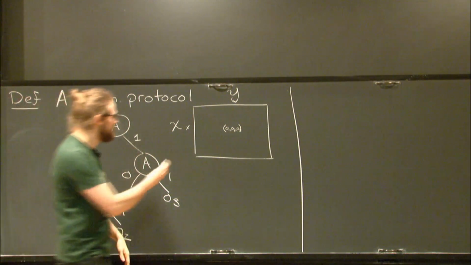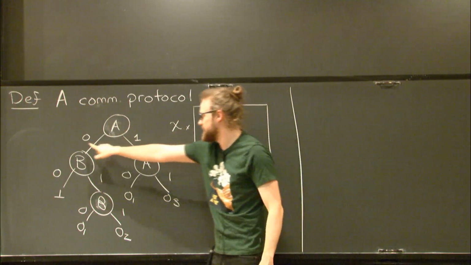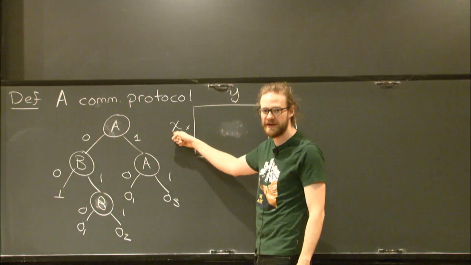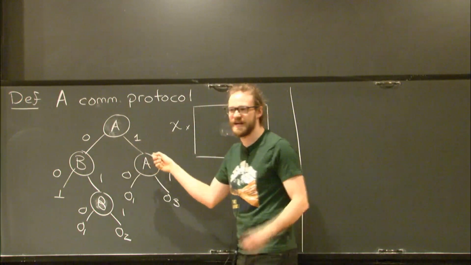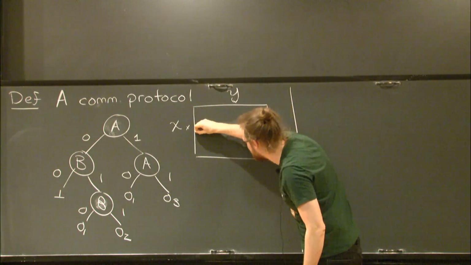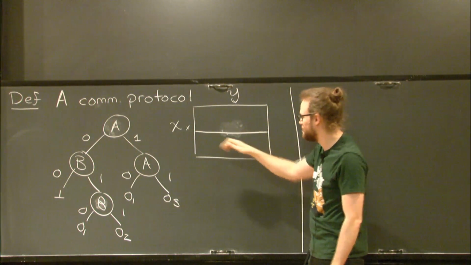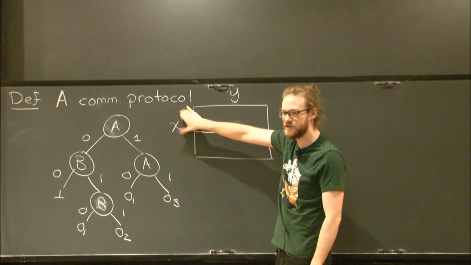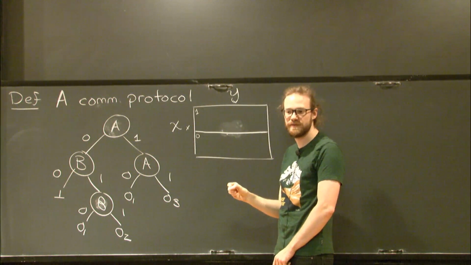So what do I mean by that? Well, let's imagine what happens in this first step. Alice is going to look at her input, and then she's going to send a bit, 0 or 1, that decides what the next step in the protocol is going to be. So this corresponds to a partition in the matrix according to Alice's input. If Alice's input is in this set, then she'll send a 1, and if it's in this set, then she'll send a 0.